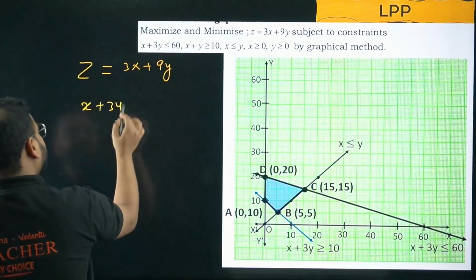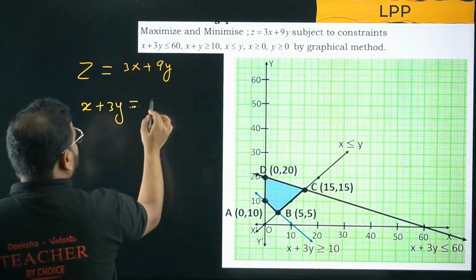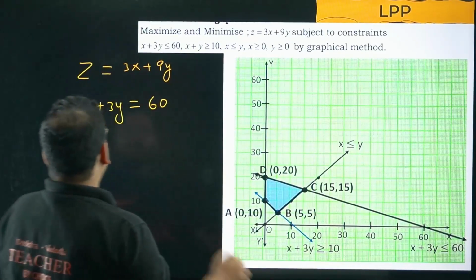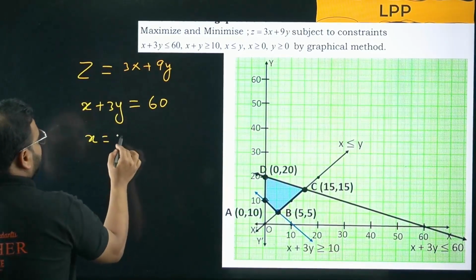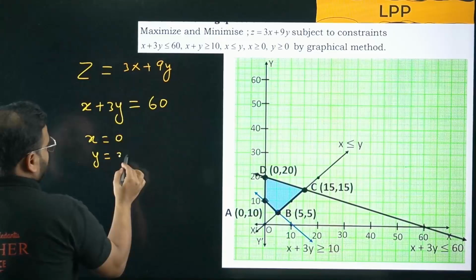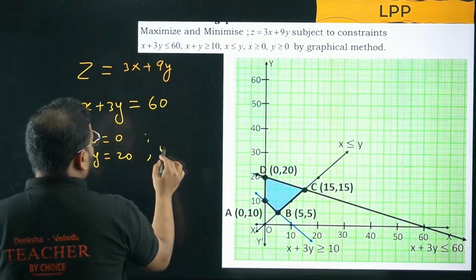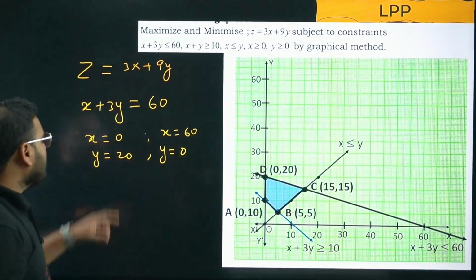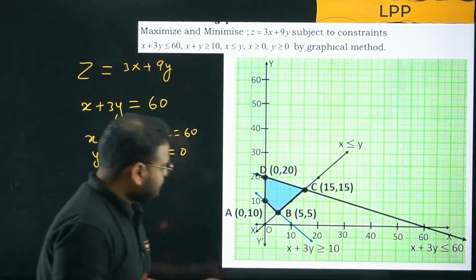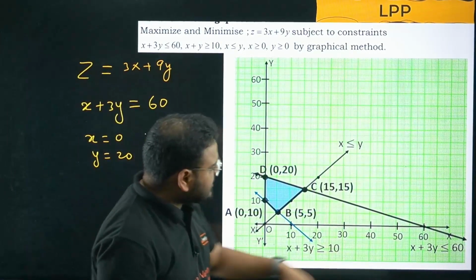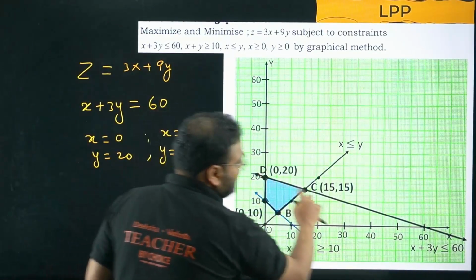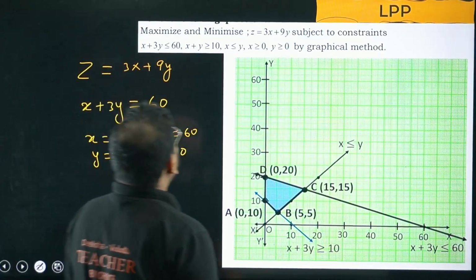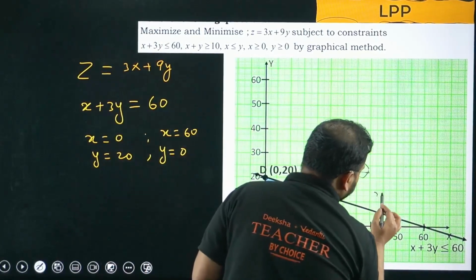What we do, without the inequality, is put it equal to 60 and look for at least 2 points to draw the line. When x equals 0, we get y as 20. When y equals 0, x will be 60. So we have 2 coordinates, (0, 20) and (60, 0). This is your first line, the line x plus 3y equals 60.